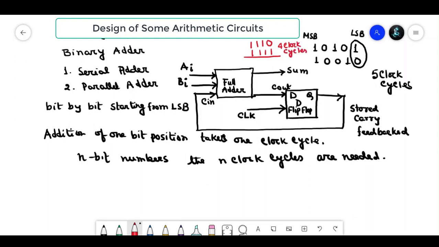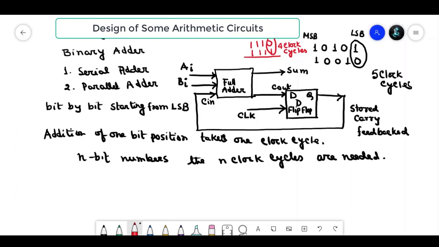Okay. So first of all, when I am giving the input 0 1, it will start addition from this bit. When I give 0 1, that means in sum I will get 1 and in carry it will be 0. Then it will be stored in the D flip-flop and will feed back to the input of the full adder. So the carry in of the full adder is 0. Now 1 will be added with it and Cin is 0. So sum will be 0 and carry will be 1.